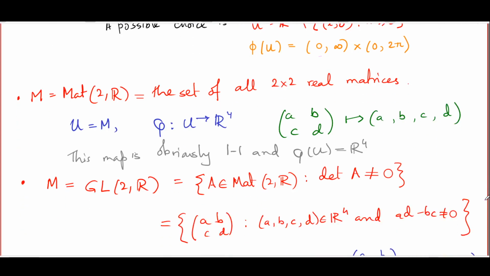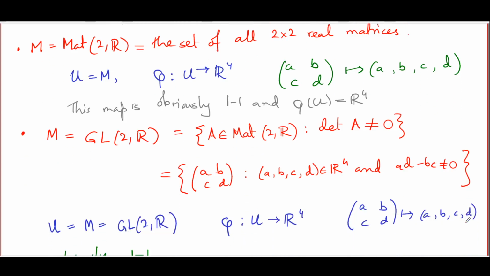Well, notice that our matrices are actually of the same form as before. They are A, B, C, D, where all the numbers A, B, C and D belong to the real numbers. So the tuple A, B, C, D is an element of R4, with the restriction that AD minus BC is not equal to 0. So let us try first whatever we did with Mat 2R. We can just take U to be all of M, in this case all of GL2R, and phi simply to be the same map, something which maps U to R4, and the map is simply A, B, C, D goes to the numbers A, B, C, D arranged in a tuple.